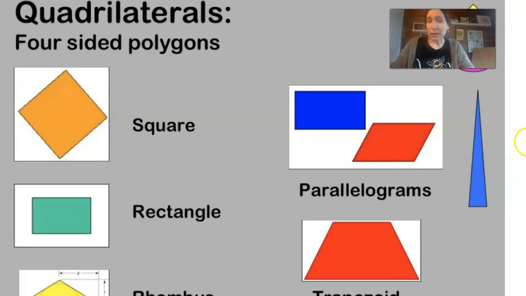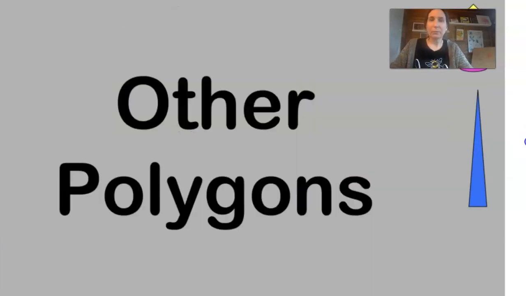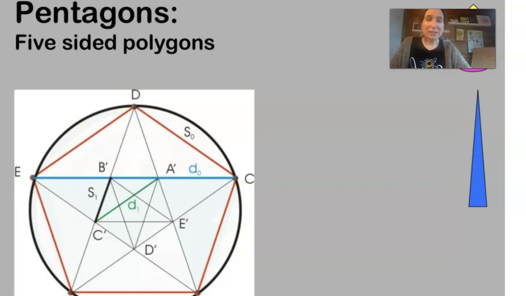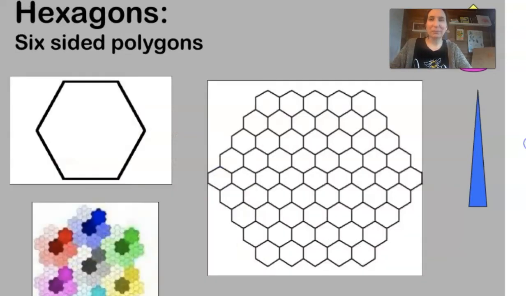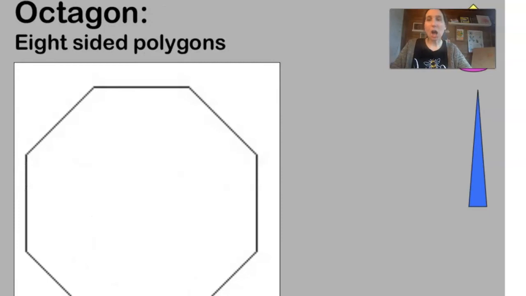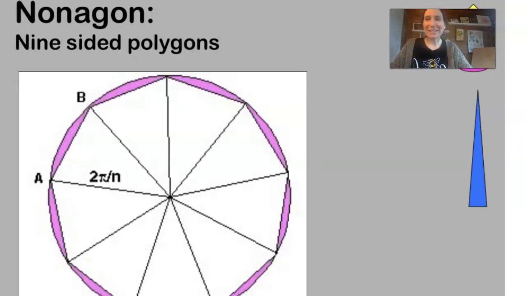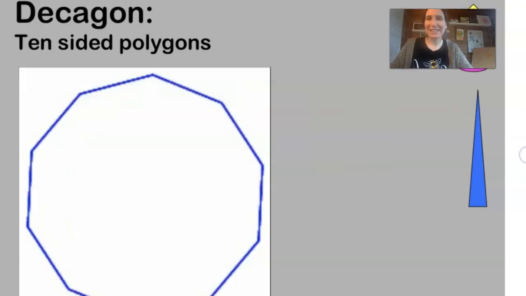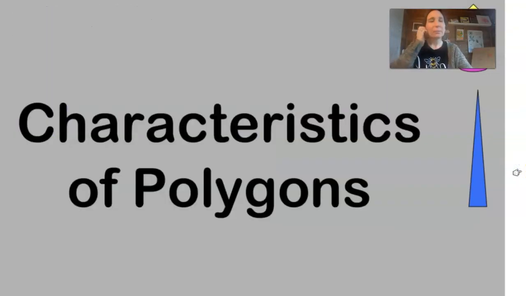Quadrilaterals are 4-sided. Pentagons have 5 sides. Hexagons, 6 sides, like a beehive. Heptagons have 7 sides. Octagons have 8 sides. Nonagons have 9 sides. And decagons, deca meaning 10, have 10 sides.